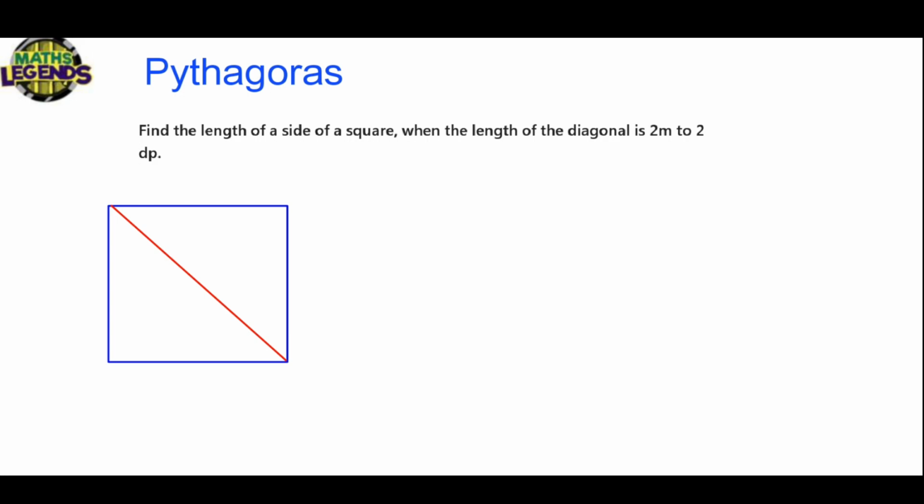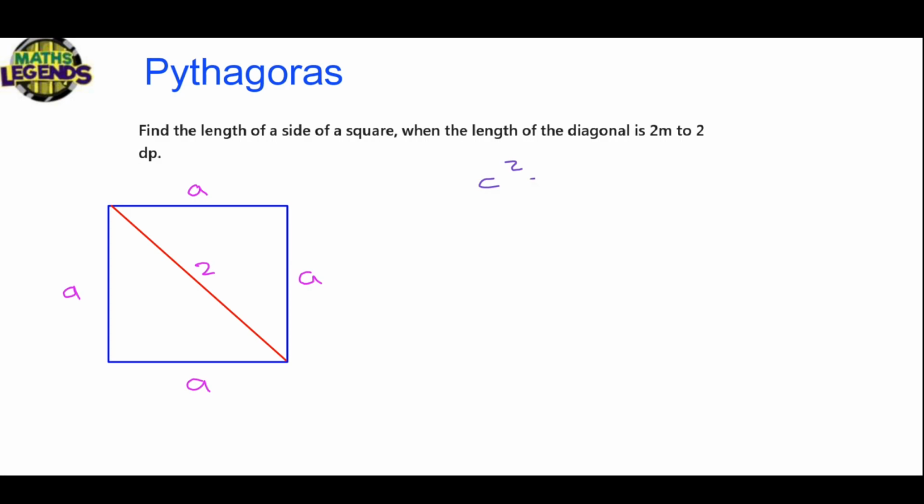question. So we know this is a square, so all the sides have the same length. So let's add that information in. A, and A. And we know from the question the diagonal is 2 meters, so let's put that as 2. And we're asked to work out one of the sides. Well, here again we will use our Pythagoras theorem.